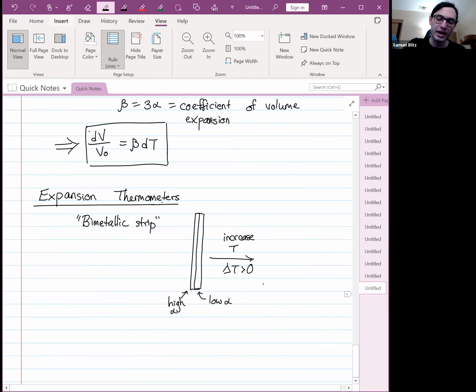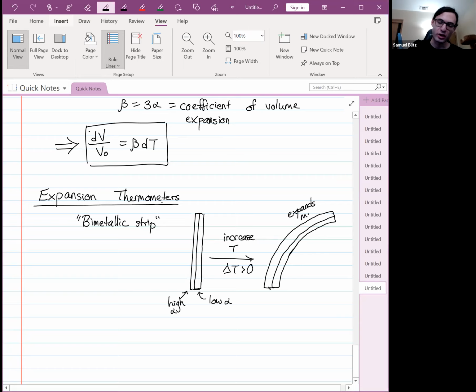And so the only way that can happen, and for them to stay glued together, is for them to curve like this. The one with lower alpha has curved less, or has expanded less, because it's on the inside of a curve. So you could measure the length, and it is different from its original length by less than the one on the outside.